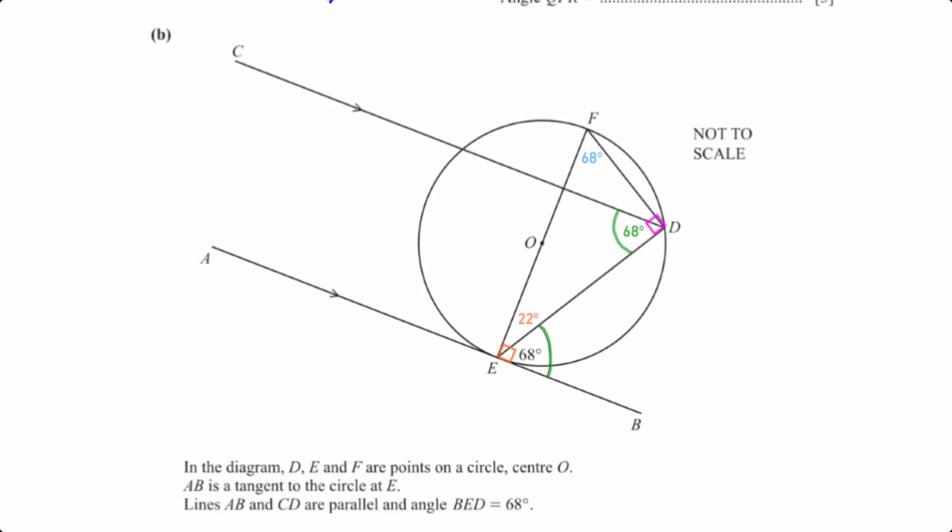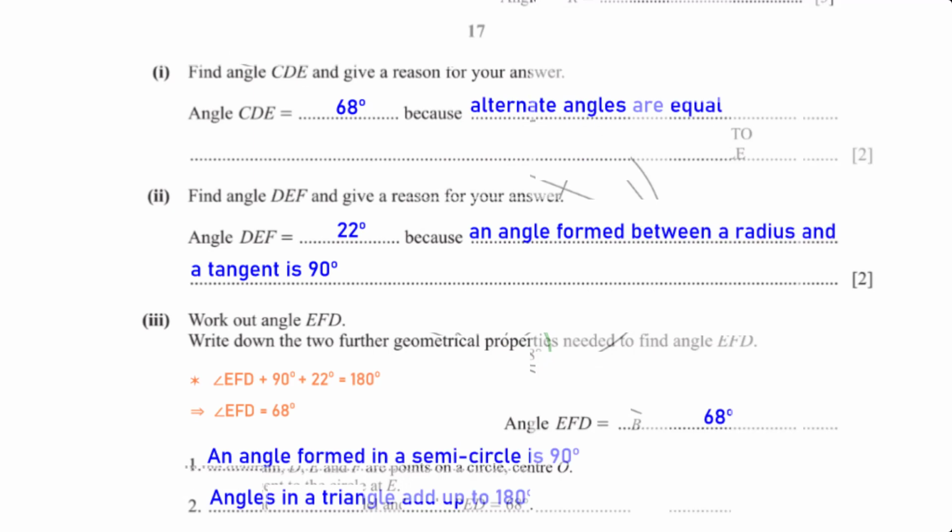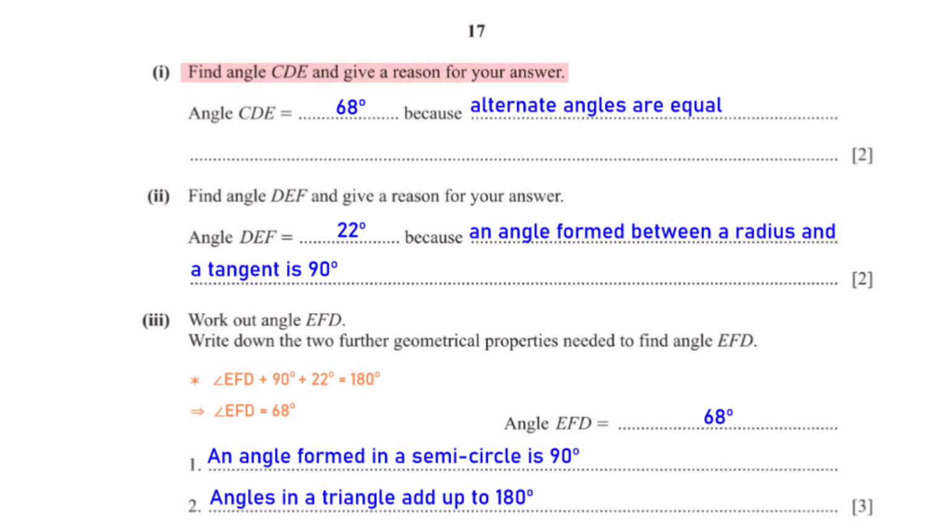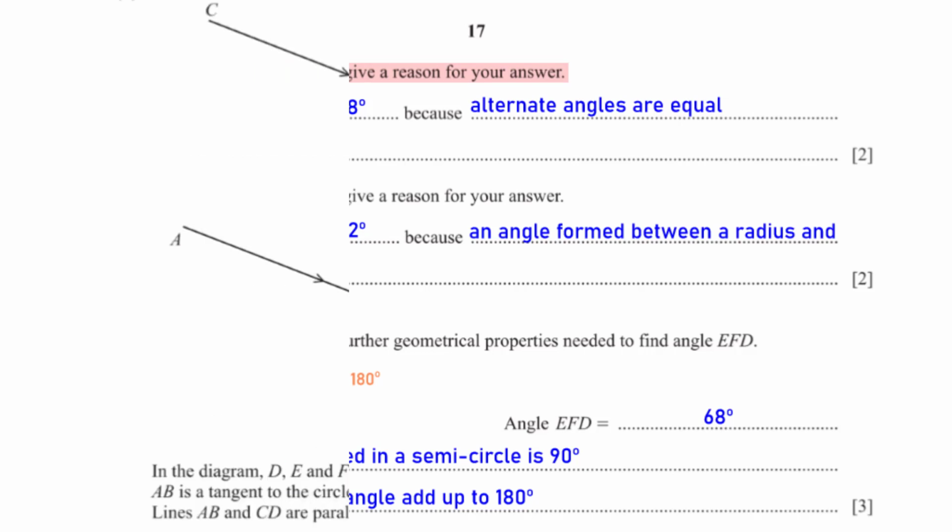In the diagram, D, E, and F are points on a circle center O. AB is a tangent to the circle at E. Lines AB and CD are parallel and angle BED is 68 degrees. Find angle CDE and give a reason for your answer.